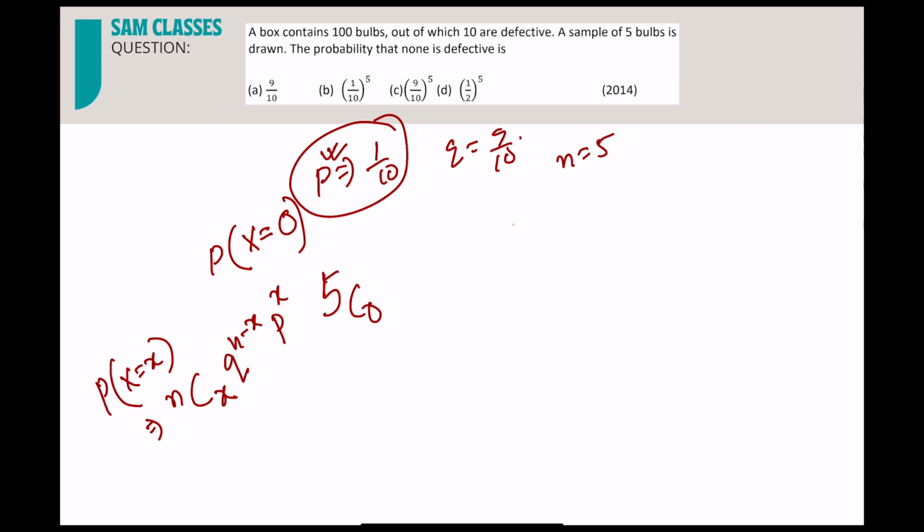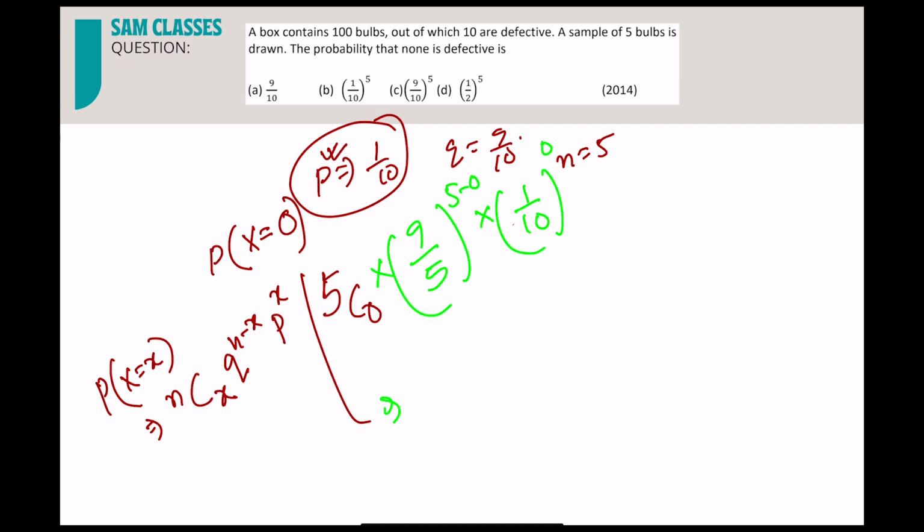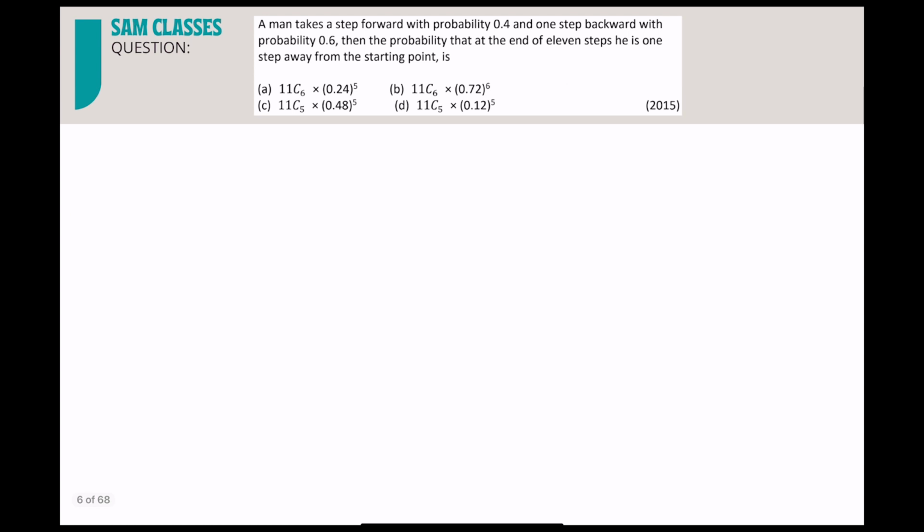So what we'll have here is 5C0, then q power 5 minus 0, that is 9 by 10 power 5, into 1 by 10 power 0, correct? And 5C0 is 1. So 1 into 9 by 10 whole power 5. That's it. So 9 by 10 whole power 5. Correct. Very simple question. Okay. Let's see the next question.